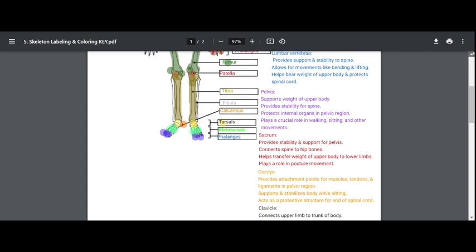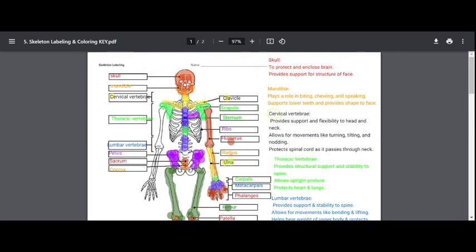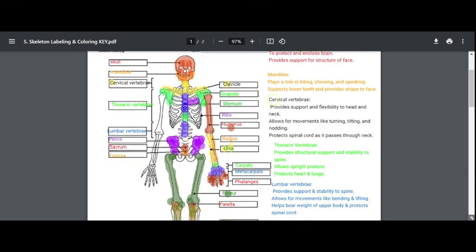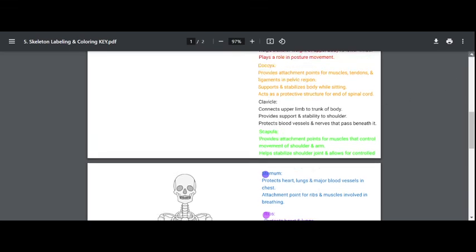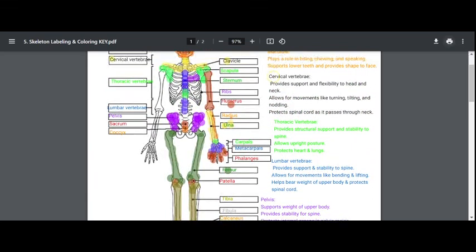Okay? And then up here in yellow, we have the clavicle. Okay? So the clavicle connects upper limb to trunk of body, provides support and stability to shoulder, protects blood vessels and nerves that pass beneath it. Okay? And then in blue, we have the sternum. So this right here in blue is the sternum.